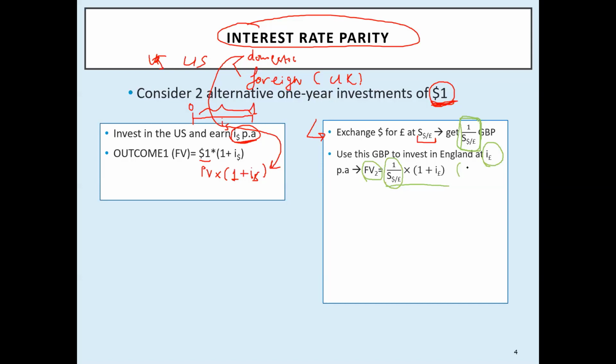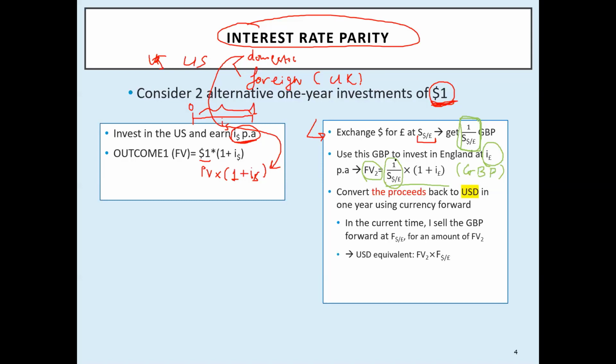One point to note is that because I invested in the UK, I should earn pounds. So this should be a pound proceed. Now, because I'm a US investor, I'm going to have to convert these pounds back into USD eventually. So next, I'm going to convert these proceeds from the second step back into USD using a currency forward.